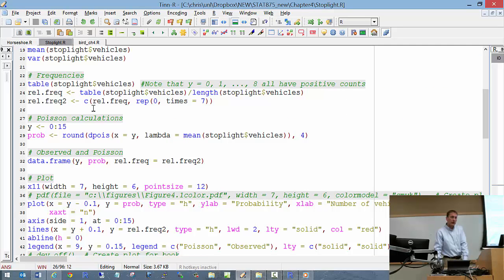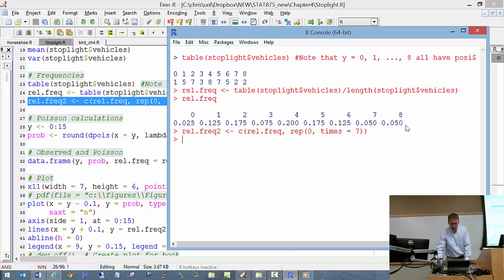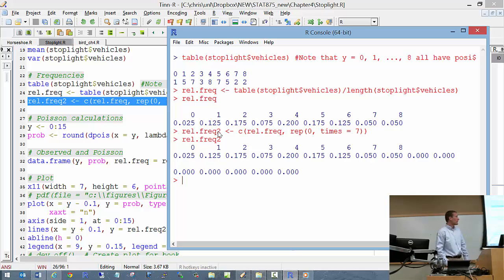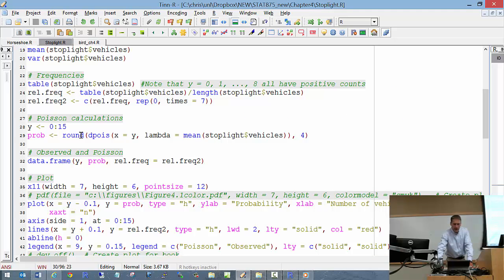Now let's compare that to what a Poisson distribution would give us if mu is actually equal to the sample mean. Okay? So the first thing I'm going to do is include some additional 0 counts in these relative frequencies, because of course, anything above 8 should have a relative frequency of 0 for my data. The reason why I'm doing that will be clear when I then also take a look at the Poisson probabilities. So I'm going to create an object called y, and I'm going to look at Poisson probabilities from 0 to 15.